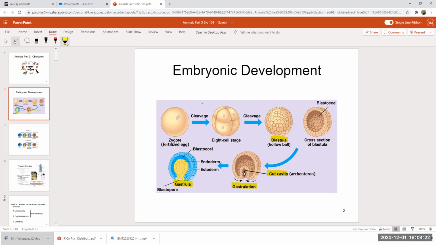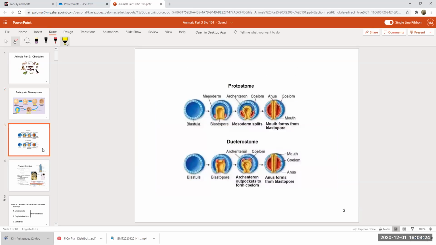We are a deuterostome. Here's another picture of that. So in protostomes, that blastopore, that initial opening becomes the mouth. So that would be in annelids, mollusks, and arthropods. Then in deuterostomes, which is echinoderms and chordates, it becomes the anus.